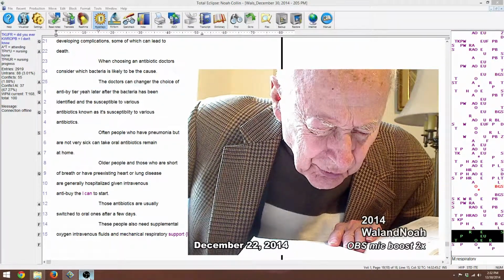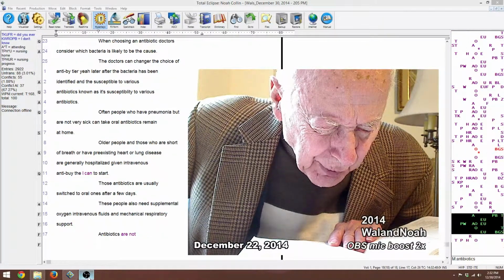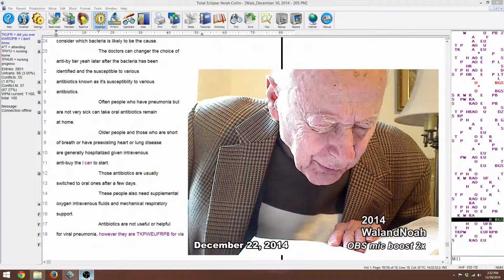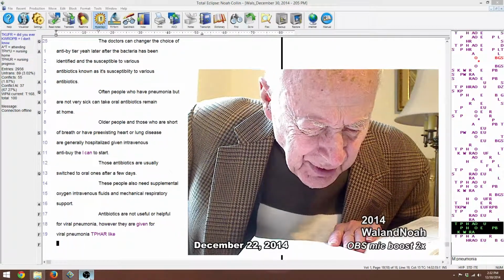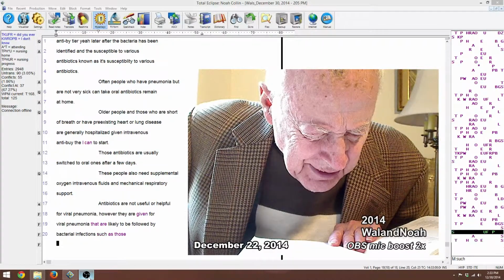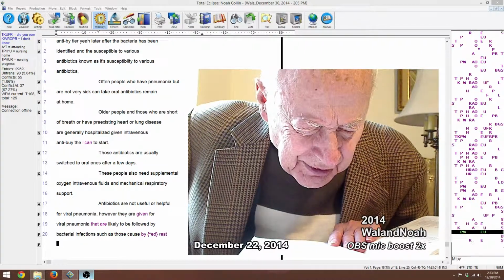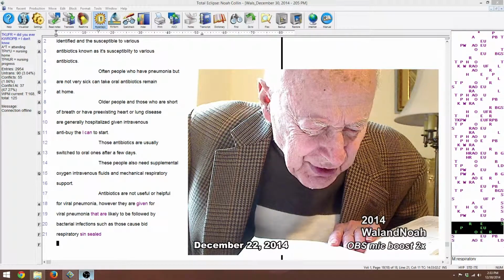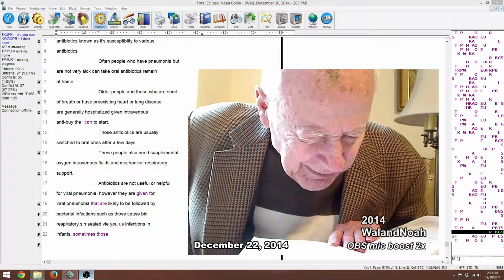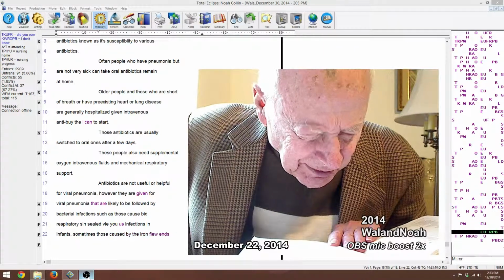Antibiotics are not helpful for viral pneumonia. However, antibiotics are given for viral pneumonias that are likely to be followed by bacterial infections, such as those caused by respiratory syncytial virus infections in infants, and sometimes those caused by the influenza virus, at least in some people who are very susceptible to pneumonia.